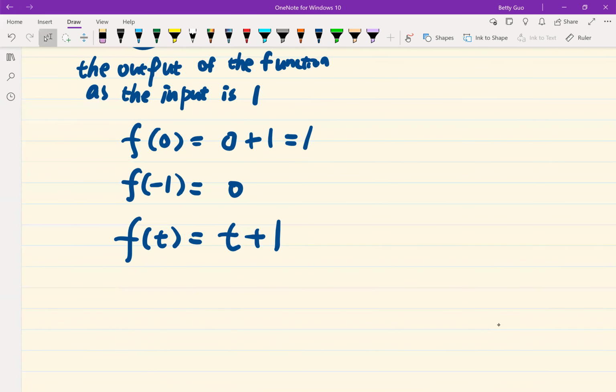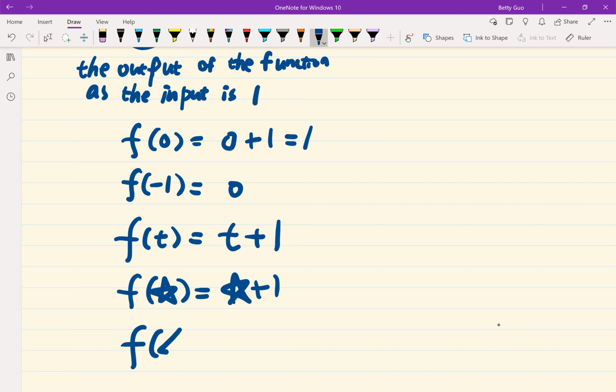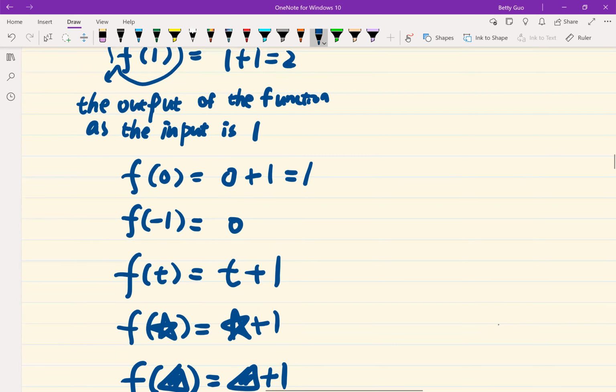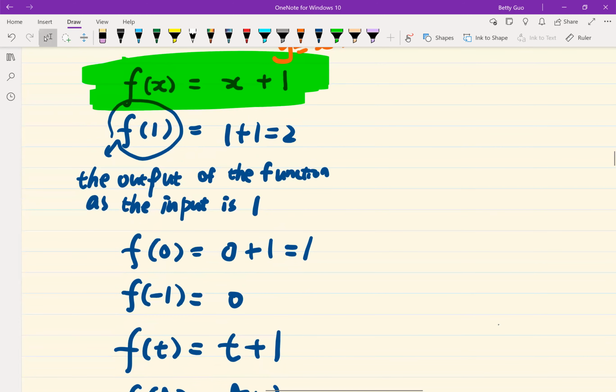Okay, then what is f of star? Star plus 1. What is f of triangle? Triangle plus 1, exactly. Perfect. That is a function. A function is a relation. For any given input, there's only one corresponding output. This function f, the output always equals input plus 1, right?